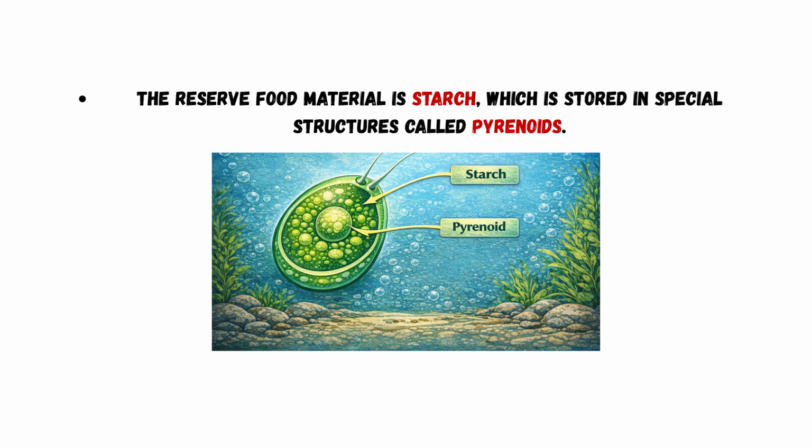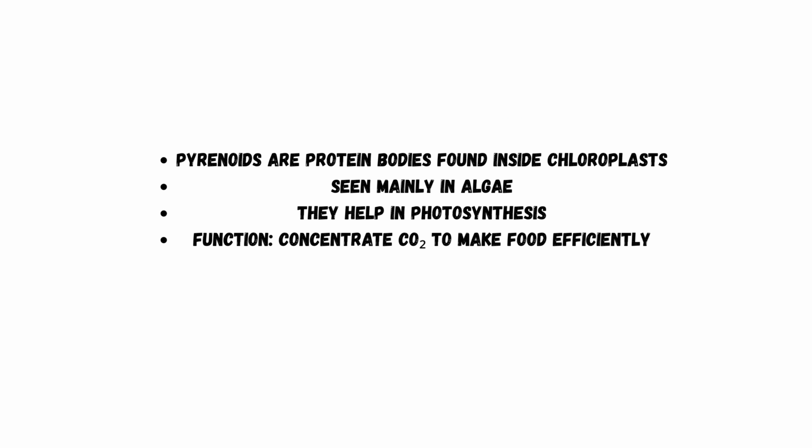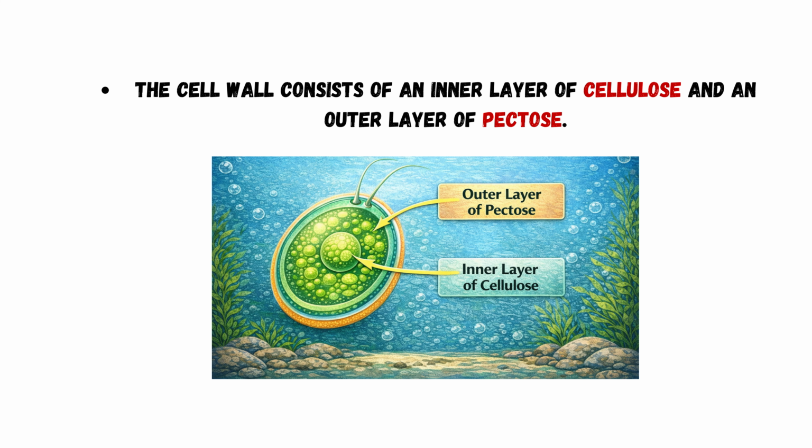And what do you mean by pyrenoids? So pyrenoids are protein bodies found inside chloroplasts, mostly seen in algae, and they help in photosynthesis. Their main function is to concentrate CO2 to make food efficiently. Now let's get back to the topic. The cell wall of the green algae consists of an inner layer of cellulose and an outer layer of pectose. Now let's understand how green algae reproduce.